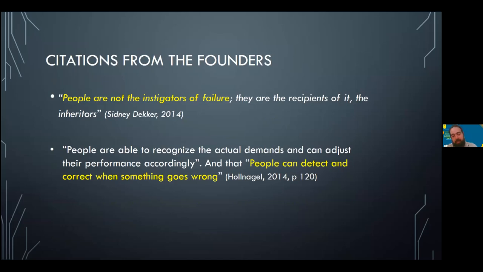So this gives you how central this idea of people being the solution is in the literature of Safety 2 and in the mind of the authors and scholars of Safety 2. The other citation here, by Erik Hollnagel, is that people are able to recognize actual demands. They can adjust. People can detect and correct when something goes wrong. We can see here an absolute faith and confidence in the workers' capacity in doing things and correcting things. So I just brought these two examples to give you some idea about how central the idea of workers not being blamed is in the literature of Safety 2.